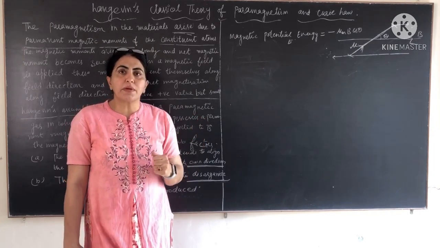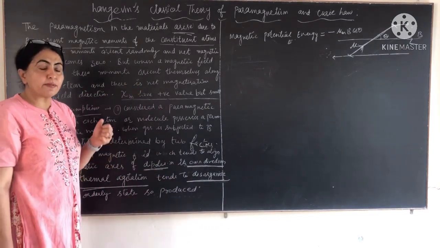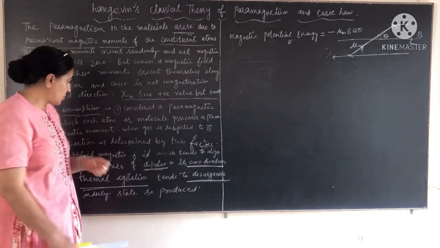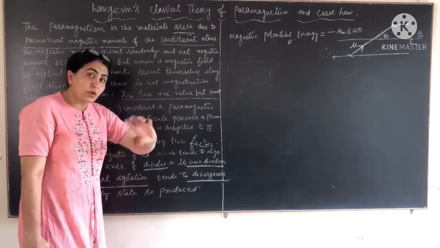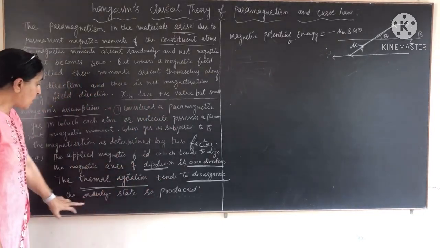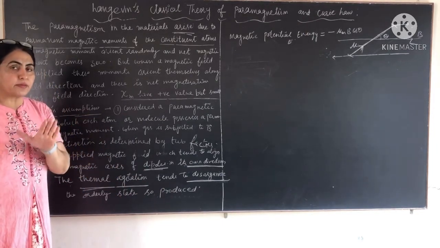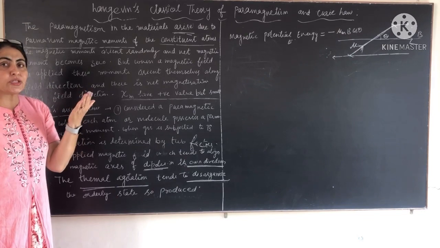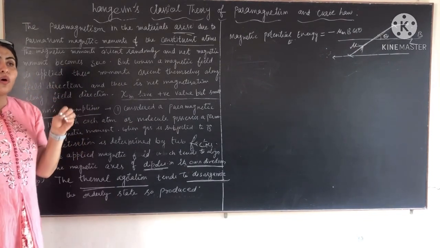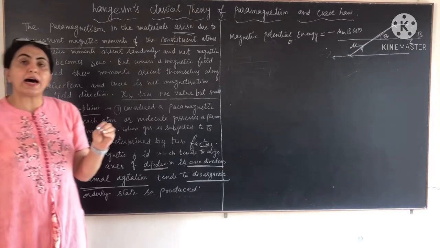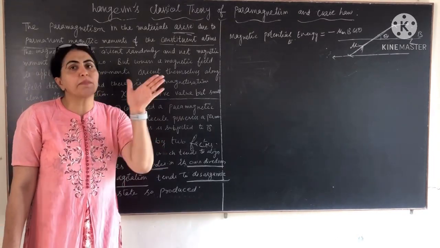There must be a thermal agitation by the atoms. Due to that thermal agitation, it tends to disorganize the orderly state so produced. Orderly state that disturbs means magnetization decreases, dipole moment decreases. So in this case we have to apply a proper temperature and a stronger magnetic field.